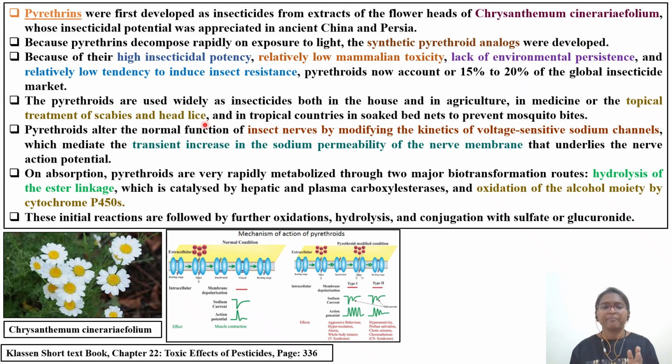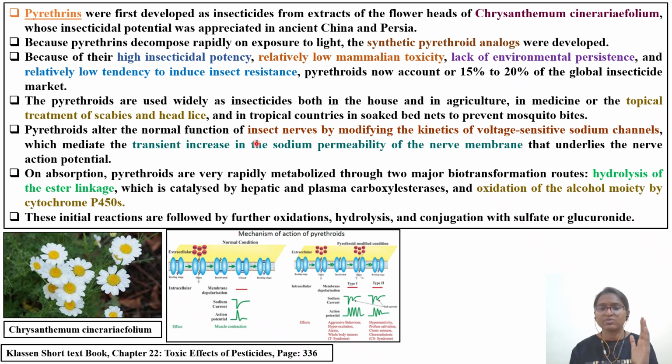Now let us understand the mechanism, how the pyrethroids act on insects. Pyrethroids alter the normal function of the insect nerves by modifying the kinetics of the voltage sensitive sodium channel. As we discussed, this is the normal sodium channel, and this is one with the pyrethroids. We have open state, inactive state, closed state. Once you apply the pyrethroid, the closed state will not be closed, the gates will stay open. As a result, more sodium ion influx will take place.